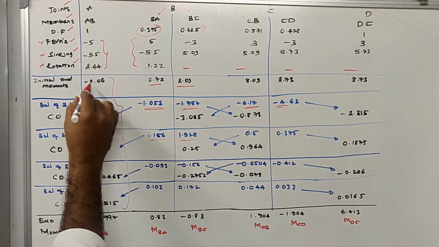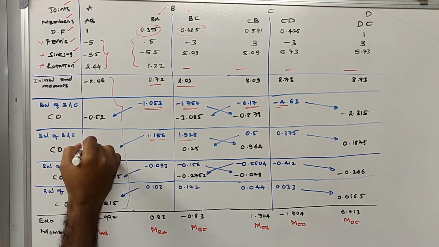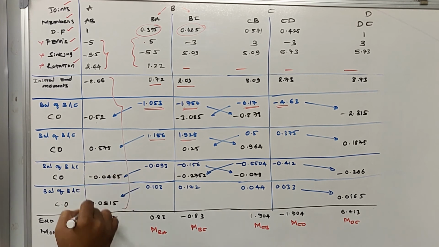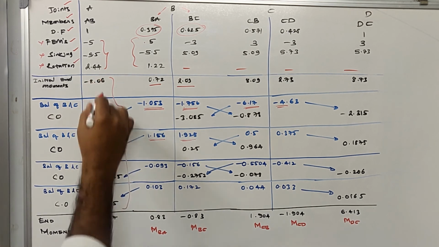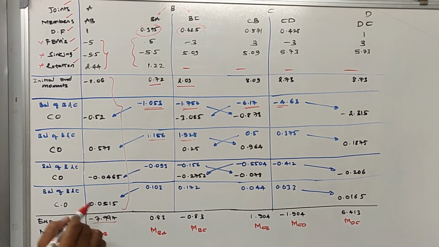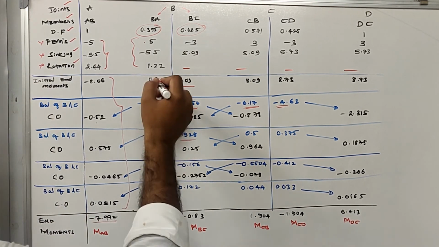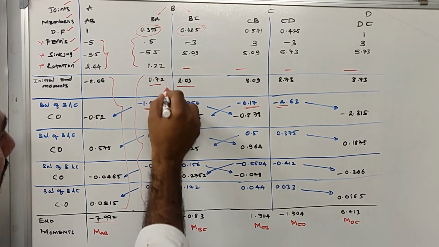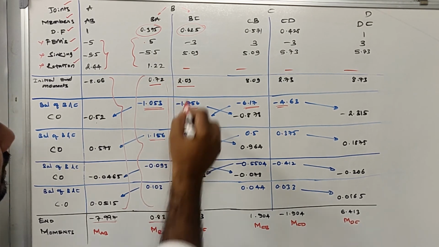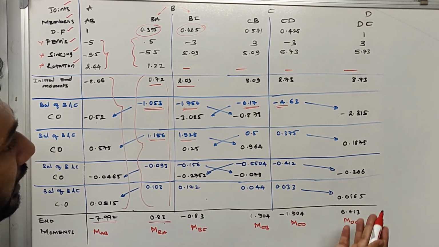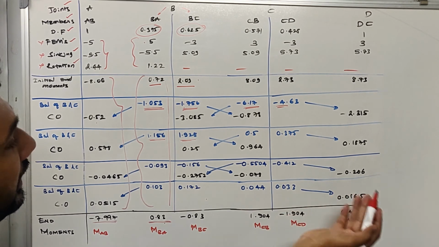So the sum of 8.06 minus 8.06 minus 0.52 plus 5.78 plus 0.0465 minus plus 0.515. If you take the sum of this from here to here, you will get to know how much is the end moment at AB. So MAB is minus 7.997. Similarly, to calculate MBA, we need to add all these values from here to here. So let us add all these values. You will get to know how much is MBA. Now similarly, we can add all these values to calculate MBC, and in a similar manner we need to solve for MCB, MCD and MDC.